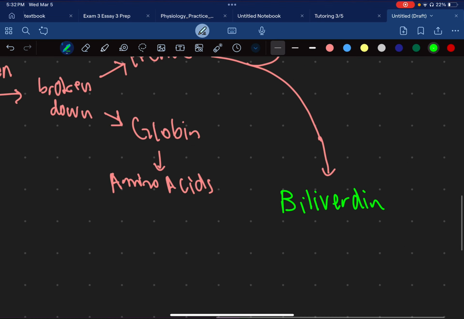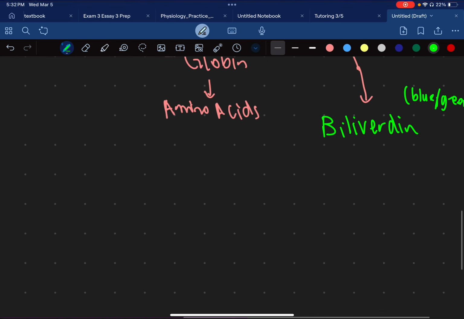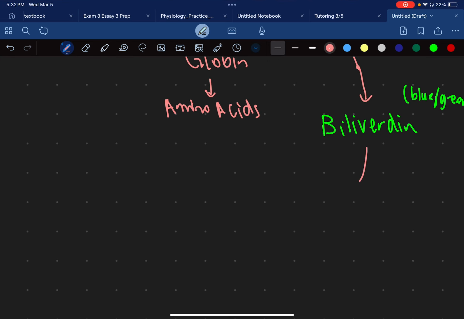Biliverdin, I remember it as green. It can also be blue. That's kind of why you get the blue-green look with bruises at first. And I remember that because biliverdin has verd in it, which means green in Spanish, verde. So this is going to be blue/green. The biliverdin is then going to be turned into something called bilirubin, which is yellow.